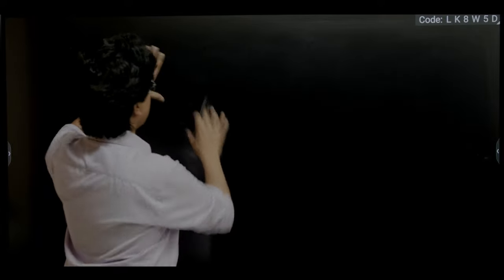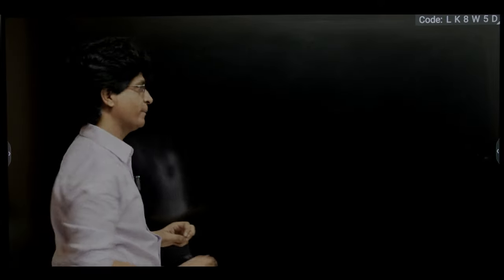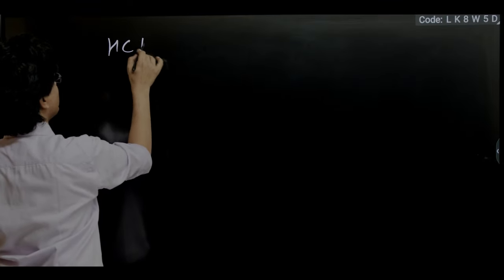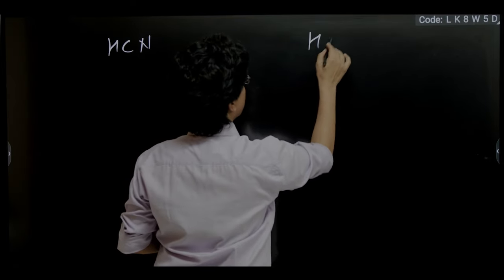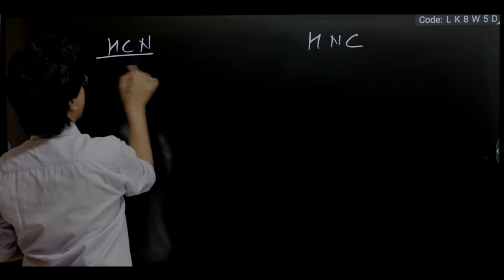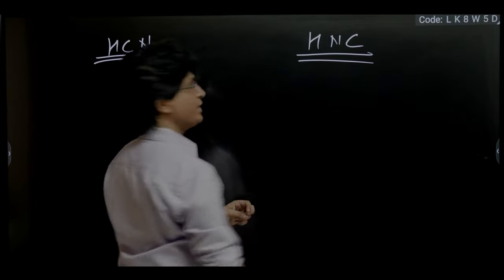So now let's do some questions. Let's do some questions straight away on coordination bond. There are two very famous compounds, HCN and HNC. This is called hydrogen cyanide and this is called hydrogen isocyanide.